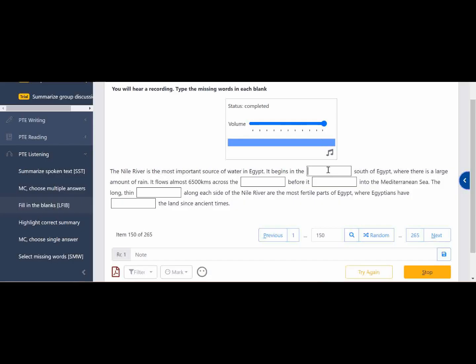So the first one is in the highlands. First you have to write high, then lands. Next one is across the desert, before it empties. Thin strips.